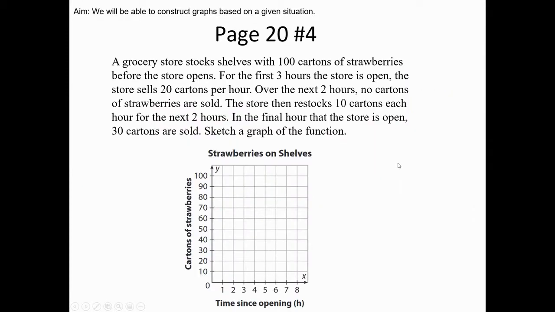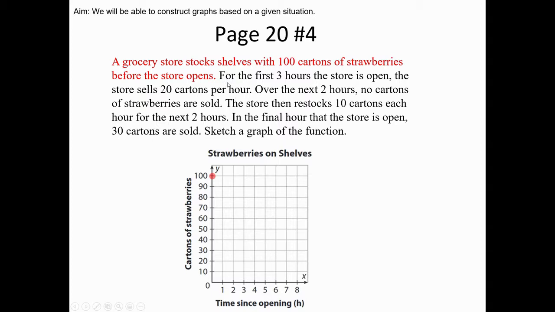So once again, we take a look at this graph that we're supposed to be sketching. The bottom of the x-axis represents hours, and the y-axis represents cartons of strawberries. So we're going to read this word problem step by step. A grocery store stocks shelves with 100 cartons of strawberries before the store opens. So at the 0 mark, before it opens, we know we can put a dot at 100. And just because they already gave us this graph, we can already assume that this graph isn't going to go much higher, right? It's going to go lower. We can't go above 100.